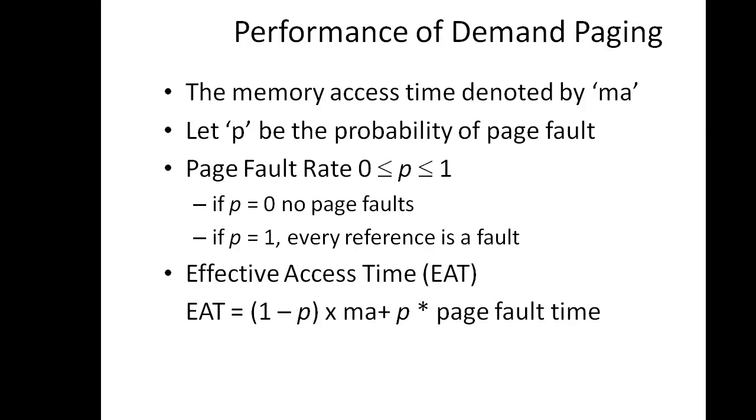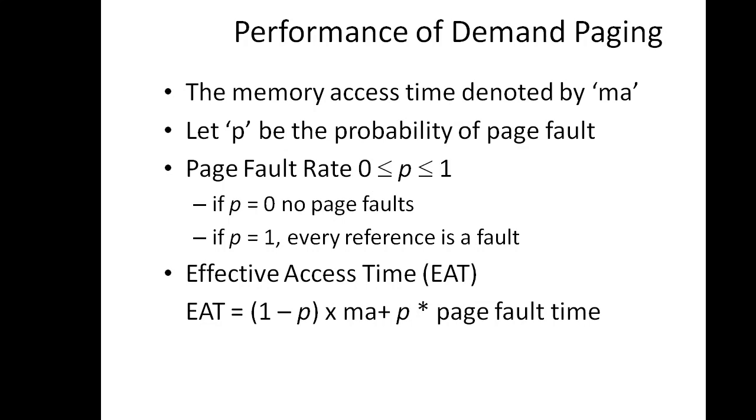The next topic is performance of demand paging. Demand paging can significantly affect the performance of a computer system. To understand why, let us calculate the effective access time for a demand paged memory. For most computer systems, the memory access time, denoted by MA, ranges from 10 to 200 nanoseconds. As long as we have no page faults, the effective access time will be equal to the memory access time.